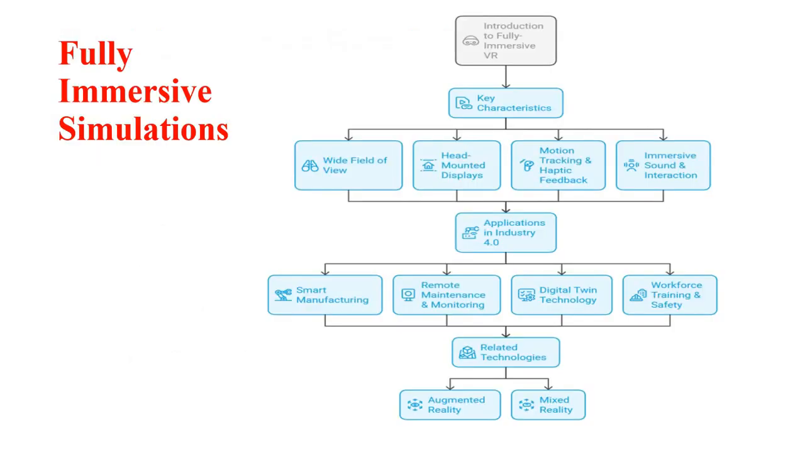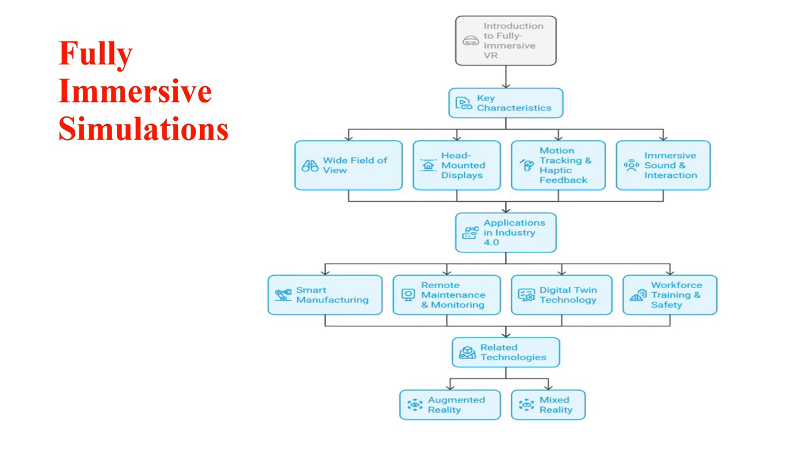And next is the fully immersive simulation. Here the fully immersive VR will provide the most realistic and interactive experience where the users feel completely present in a virtual environment, and it will eliminate real world distractions by using head mounted displays, motion tracking, and sensory feedback systems. So here the key characteristics are wide field of view, that is users experience a 360-degree virtual world enhancing the realism. Then you have head mounted displays, that is the HMDs.